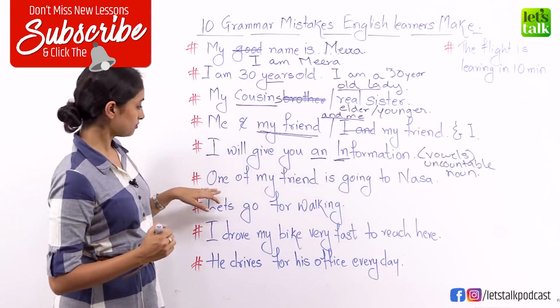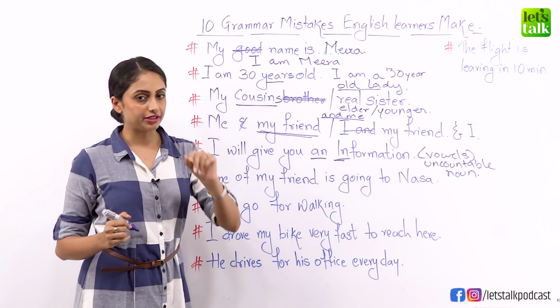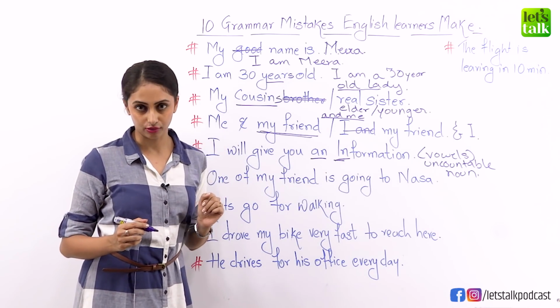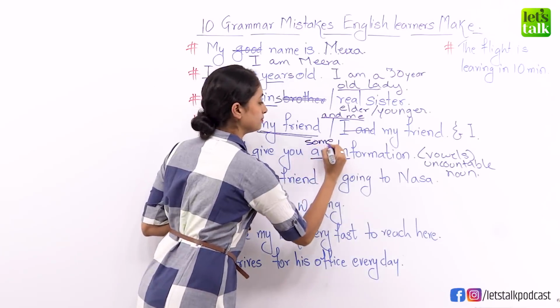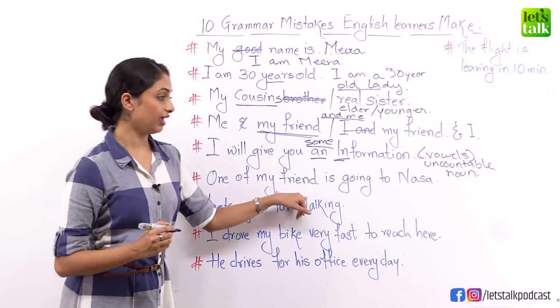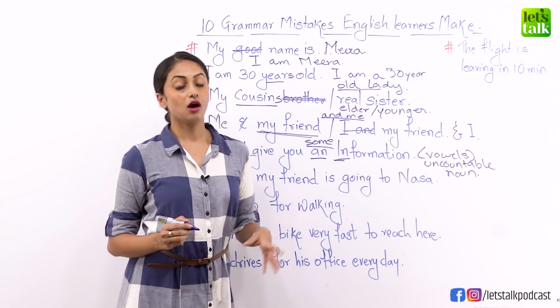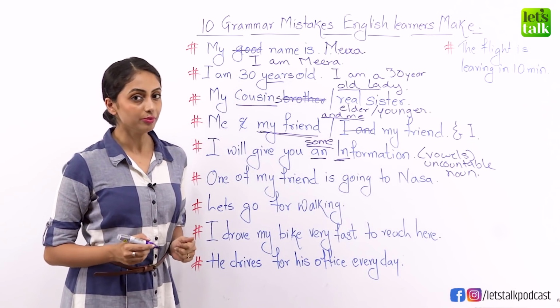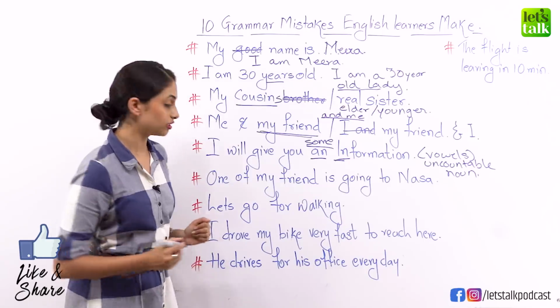Moving on. I will give you information. Add an adjective. I will give you some information. That is something that you can probably add. Some. Right? Great. One of my friend is going to NASA. All right. What's the problem here? You might think there's no problem, but there is. Let me tell you what.